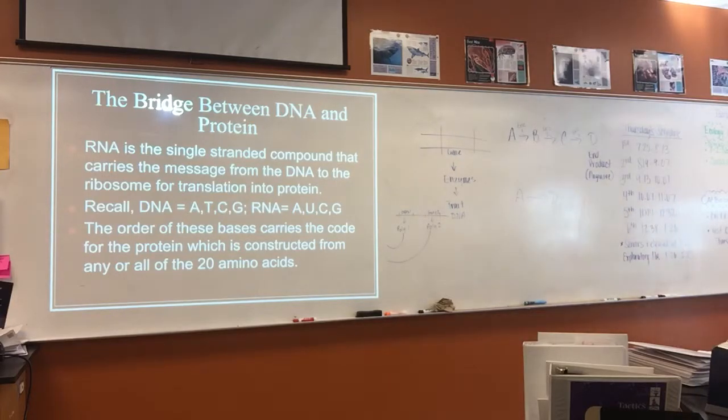What are some of the other differences between DNA and RNA that we talked about before? DNA is made out of the sugar deoxyribose and RNA is just ribose. That's right. So in the nucleotides, DNA has deoxyribose, RNA has ribose. What's another difference?